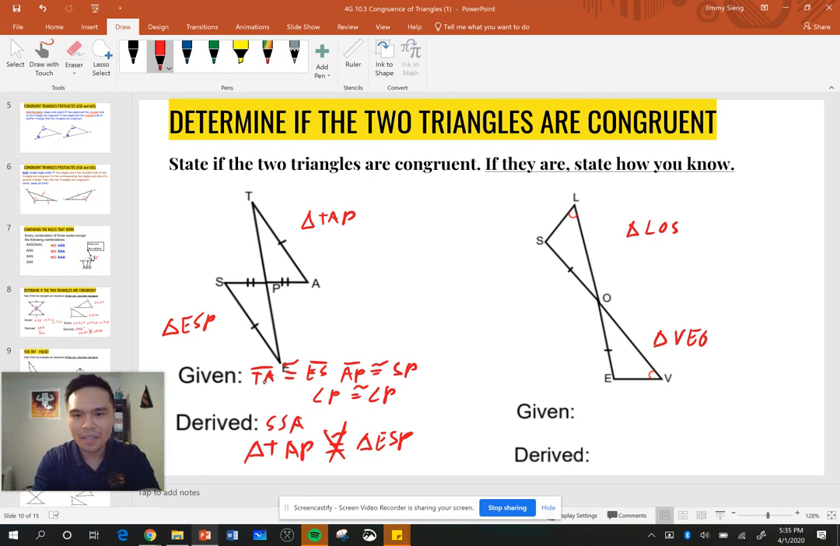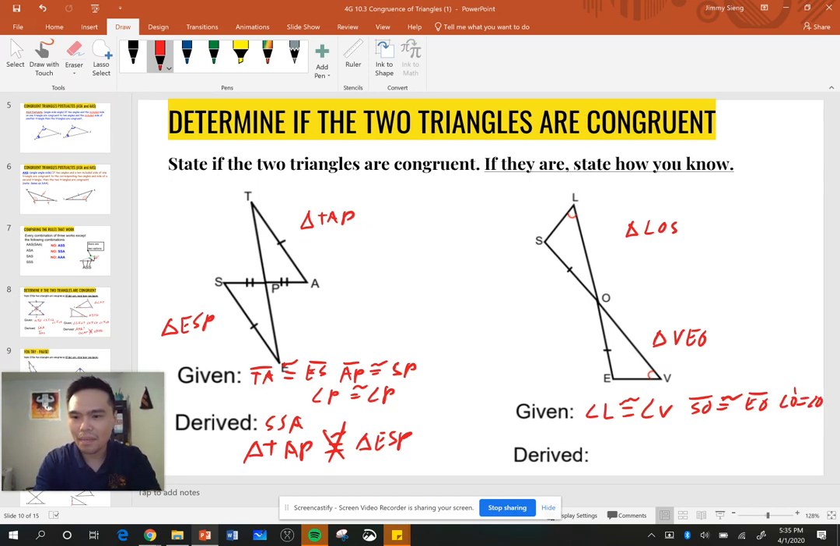Okay, so what am I given? I know that angle L is congruent to angle V. I know that SO is congruent to EO. And I know that O is congruent to O. Okay.